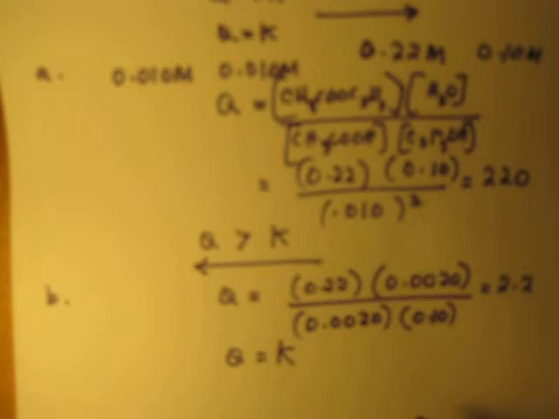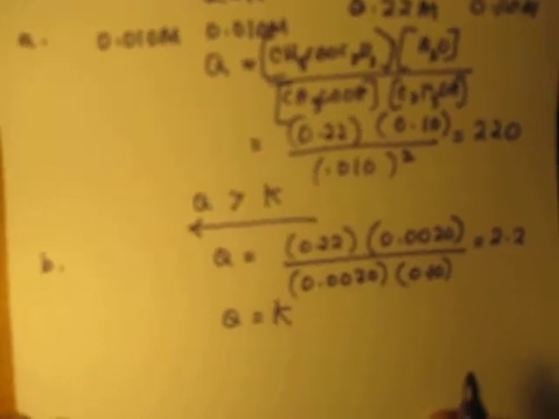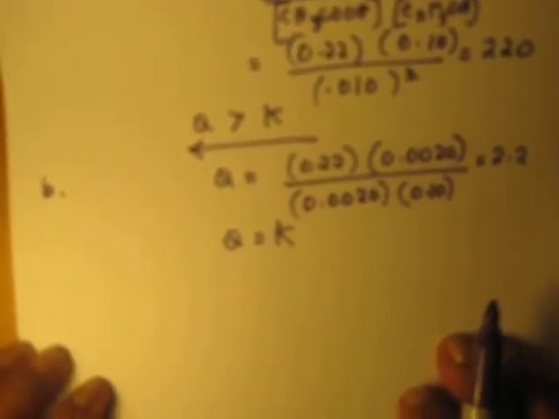C, Q is less than K, which means more reactants present. So the reaction will shift to the right and water concentration will increase. D, again, Q is equal to K. So you will work on C and D yourself. And let's do E.